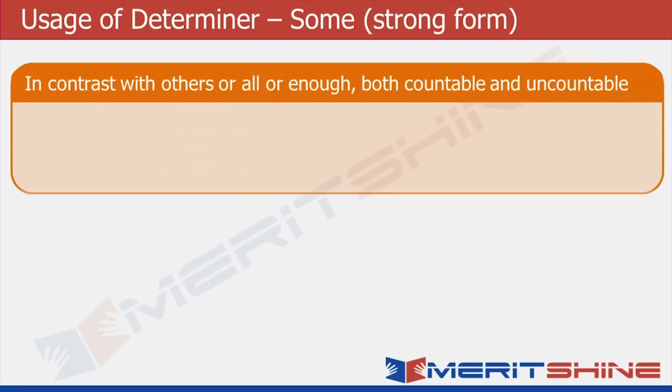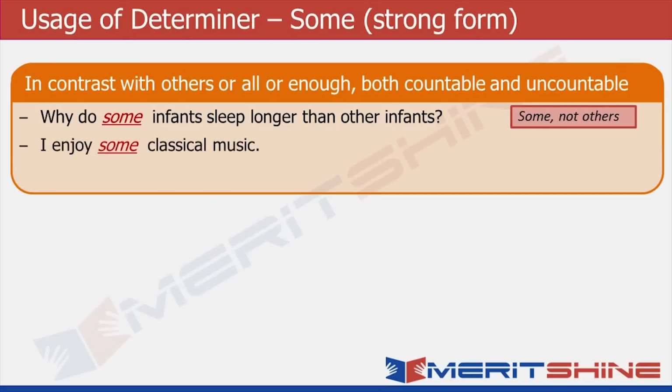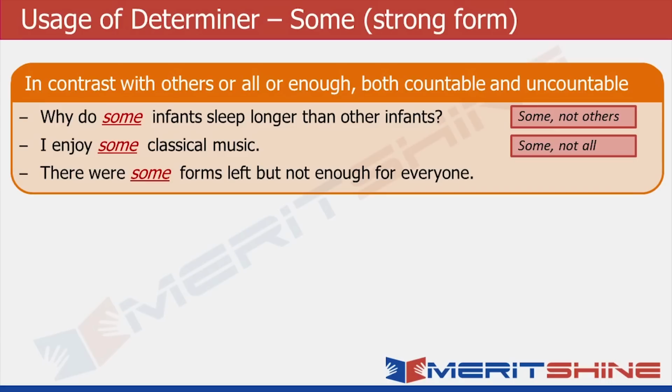In the strong form, meaning of some is in contrast with others or all or enough. In this form, it can be used with both countable and uncountable nouns. Why do some infants sleep longer than other infants? Here the meaning some infants but not other infants is implied. I enjoy some classical music. Here the meaning is some but not all. There were some forms left but not enough for everyone. Here the meaning is some which is not enough.